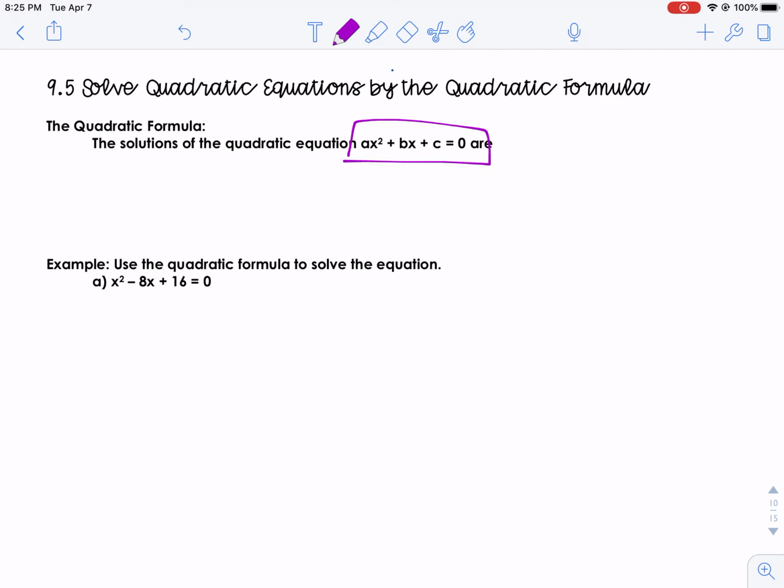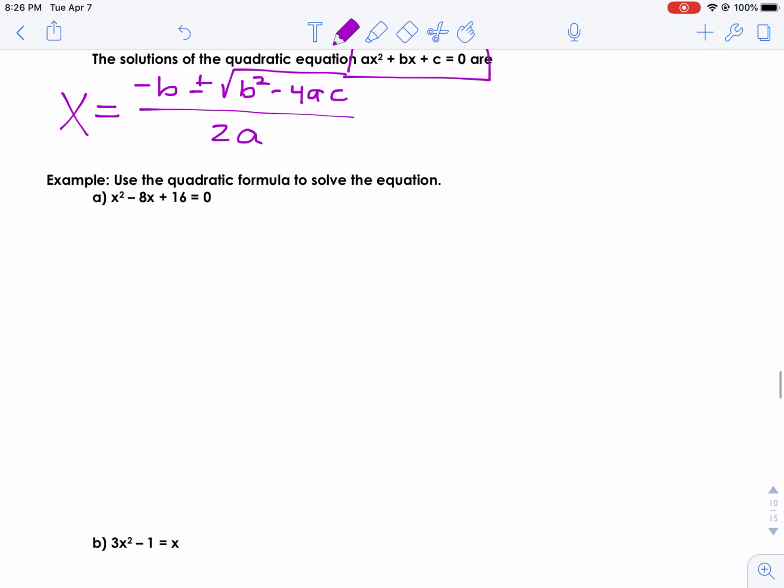So this is the formula. It's a long one. If we were in class, I would sing it to you, but I'm not going to do that over video. So it's negative b plus or minus the square root of b squared minus 4ac all over 2a. Pretty much what you're going to be doing is substituting in all those values and then computing it using this formula. This might seem like a ridiculous formula to know, but it is definitely something that'll be very useful in high school.